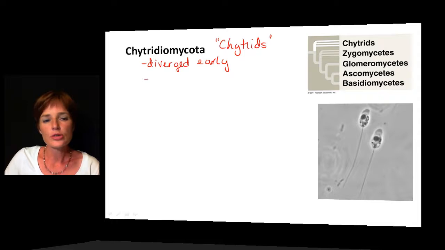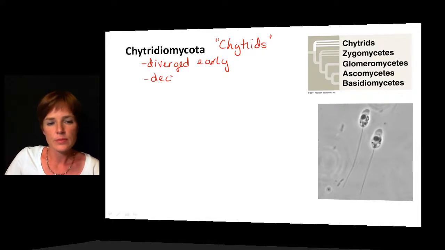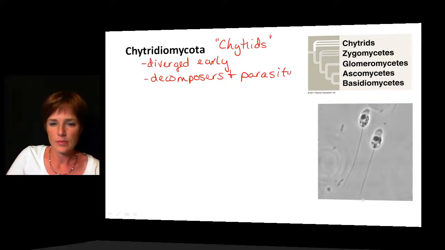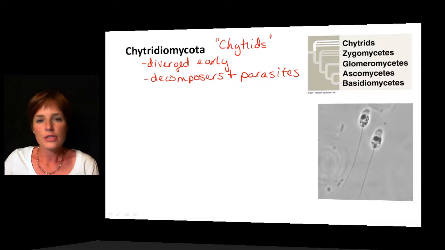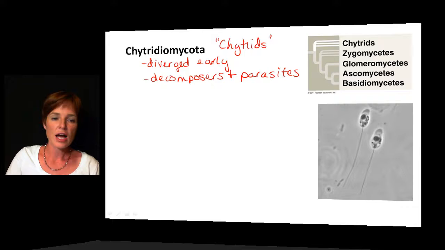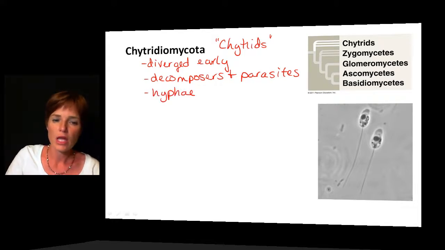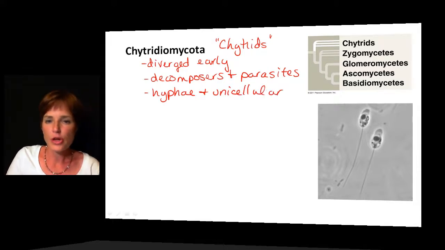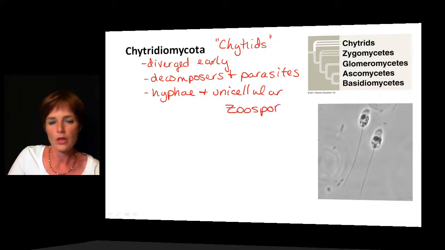And these include both decomposers and also some parasites. Now, these groups, not only do they include parasites and decomposers, but we also have a little bit of variety in their structures. We have some that form hyphae and others that are unicellular. But the most notable thing about this group is that they do produce what you're seeing in this slide here, which is called a zoospore.